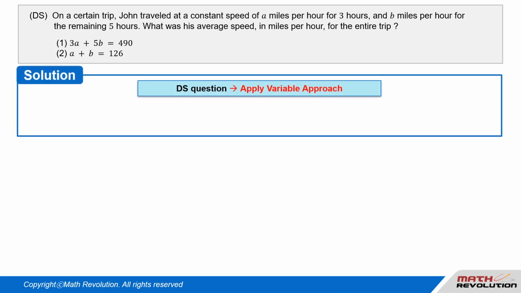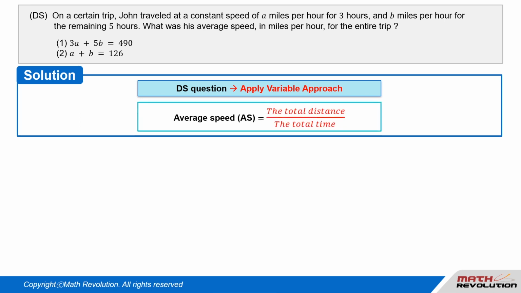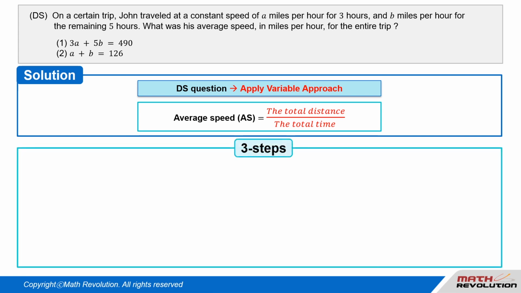Solution. Let's solve this DS question using the variable approach. Here we are dealing with average speed, which is the total distance over the total time. Let's apply the 3 steps suggested previously. Follow the first step of the variable approach by modifying and rechecking the original condition and the question. In 30% of the cases, we can solve the question at the first look by modifying and rechecking the original condition and comparing it with the statements given in the conditions.